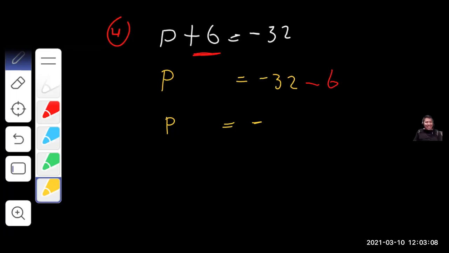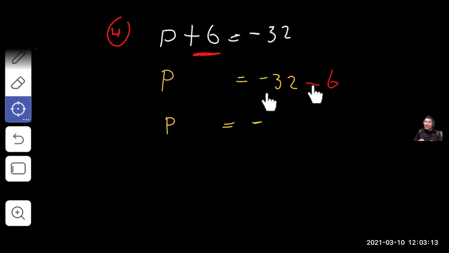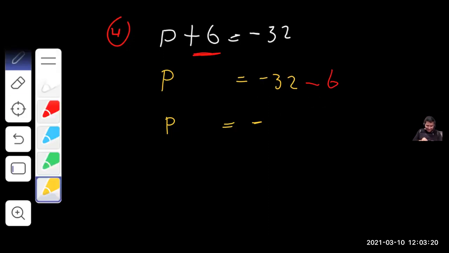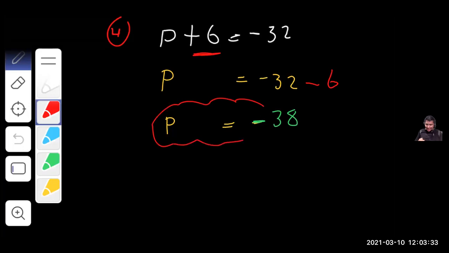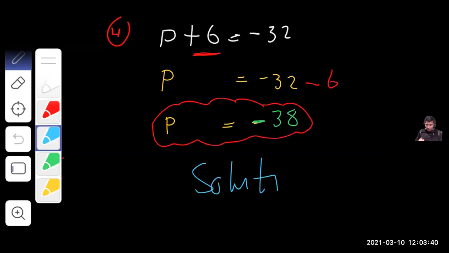Positive. Guys, we have the same sign. When we have the same sign, you don't say minus and minus is positive. No, it will be adding. You add 32 and 6 is 38. And you copy the only sign that you got, which is negative. Be careful with that. This answer, I just solved my equation, and this answer is called the solution. That's my solution.